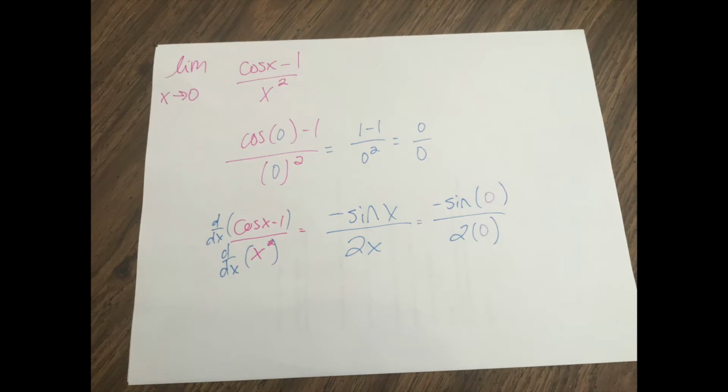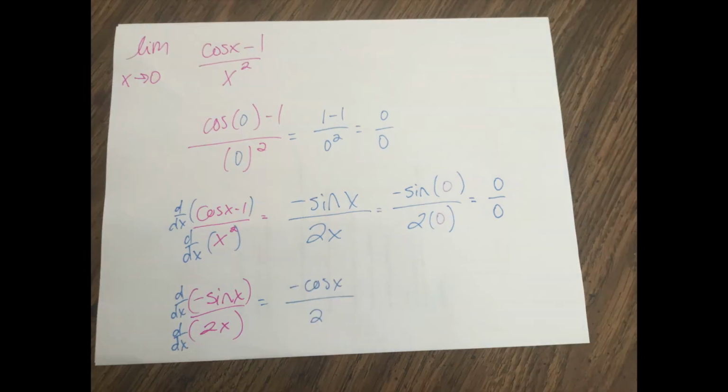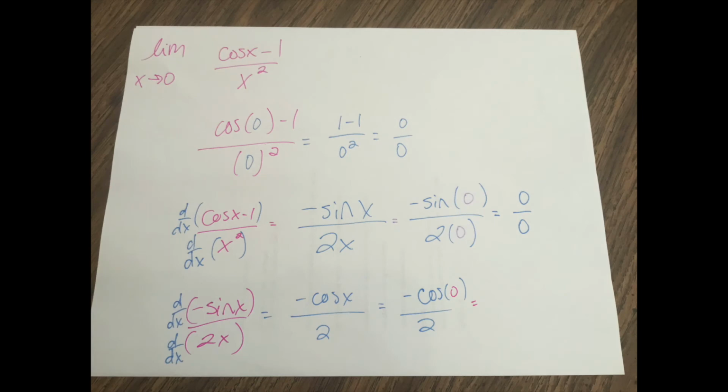So again, we get 0 over 0, which means we need to do L'Hopital's rule again. So we're going to do the derivative of negative sine x and the derivative of 2x, and then you plug in 0, and that's your answer.